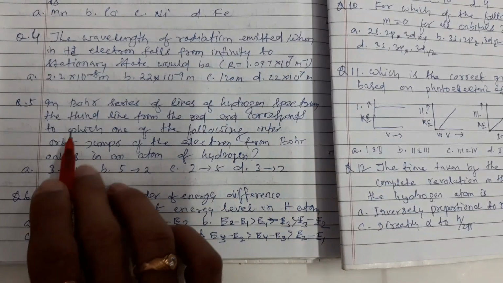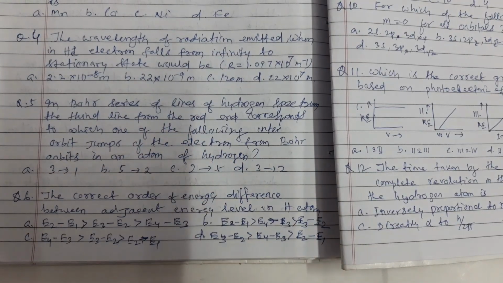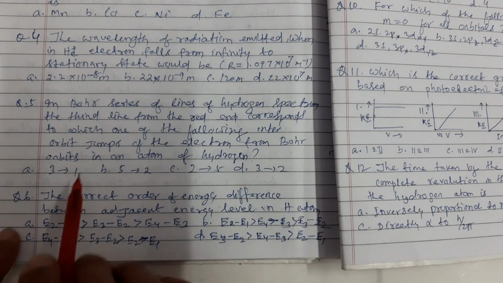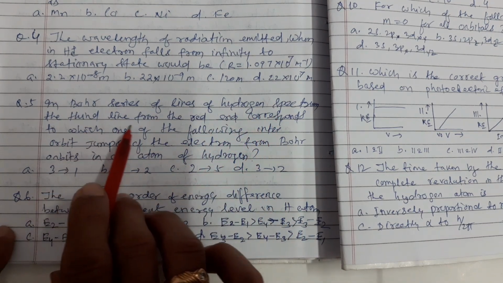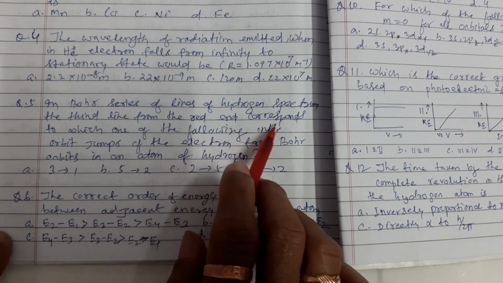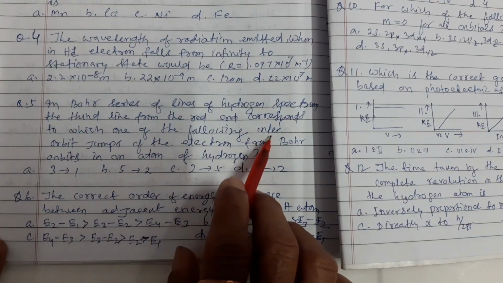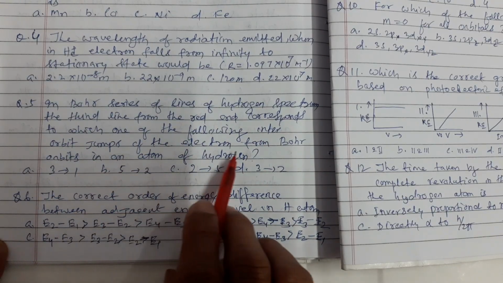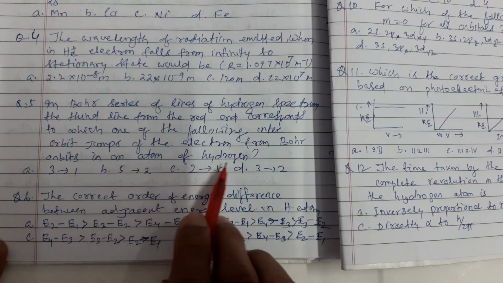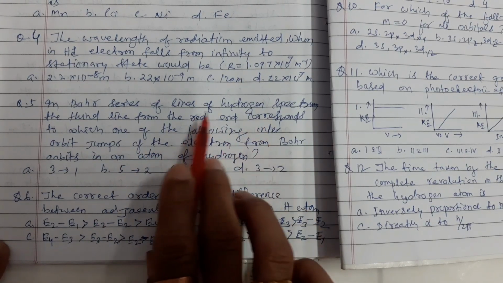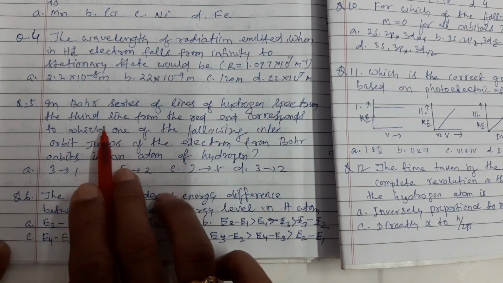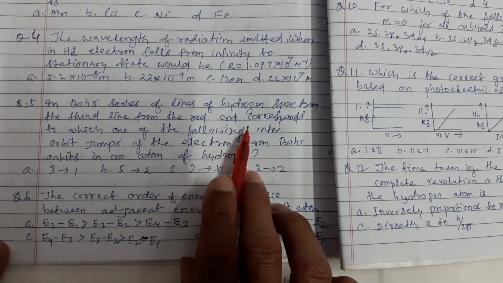Next, in Bohr's series, in the Bohr series of lines of the hydrogen spectrum, the third line from the red end corresponds to which one of the following interorbital jumps of the electron from Bohr's orbit in an atom of hydrogen? You see, the Bohr series, lines of hydrogen spectrum, third line from the red end.